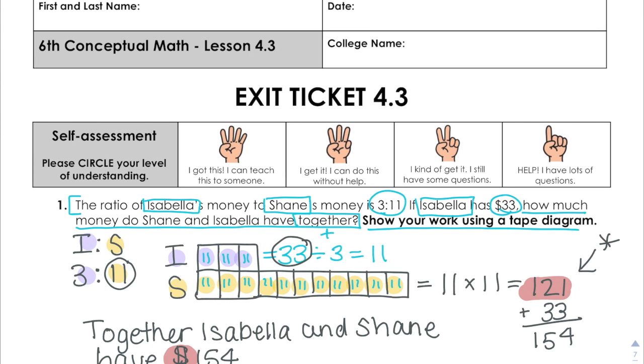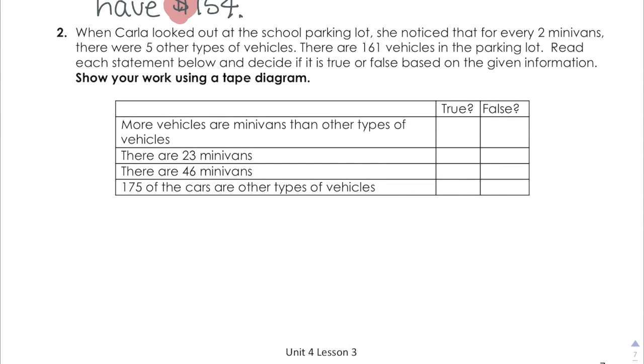All right, let's move on to number 2. It says, when Carla looked out at the school parking lot, she noticed that for every 2 minivans, there were 5 other types of vehicles.